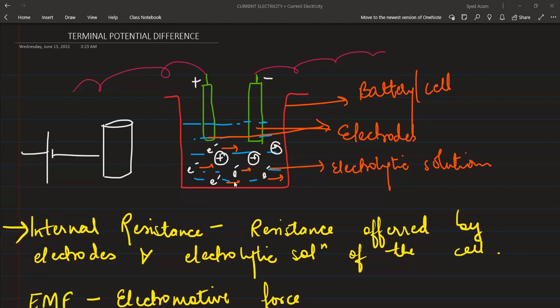This is called internal resistance, because this is how you draw your cell, and this is how it actually looks. Within it, this process is occurring. That's why we say internal resistance. Always draw a small resistor beside the cell to show the internal resistance of the cell, and you'll also find the internal resistance of the cell drawn in that manner. So the resistance offered by the electrodes and electrolytic solution of the cell is called the internal resistance. Am I clear?